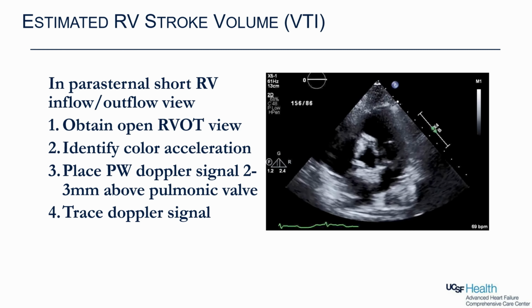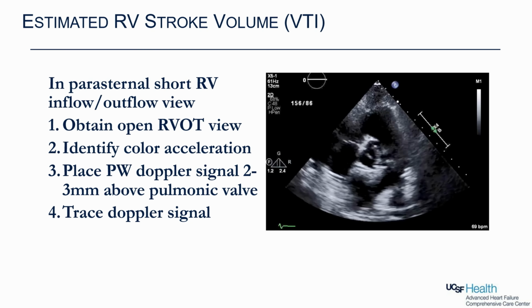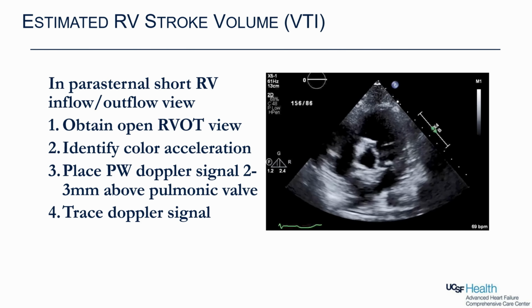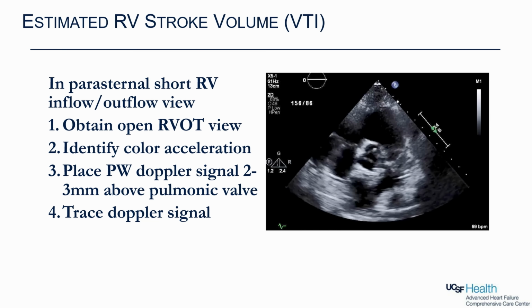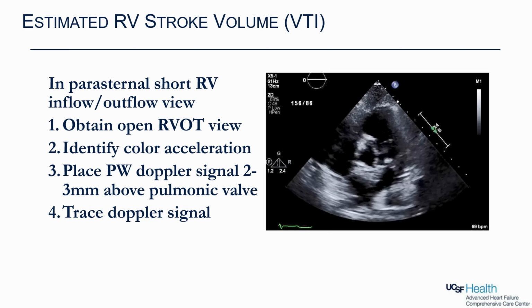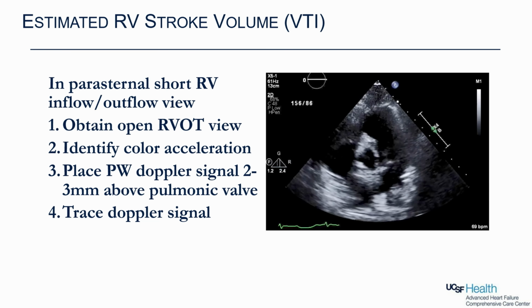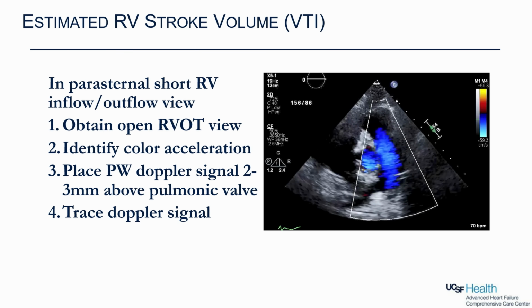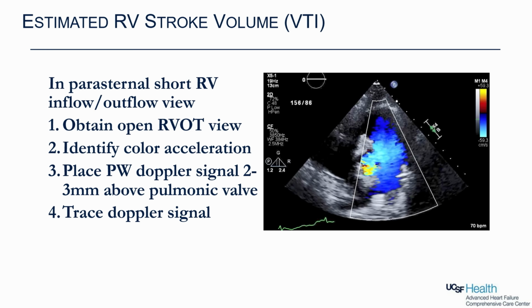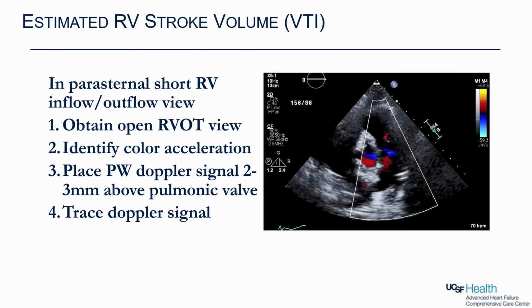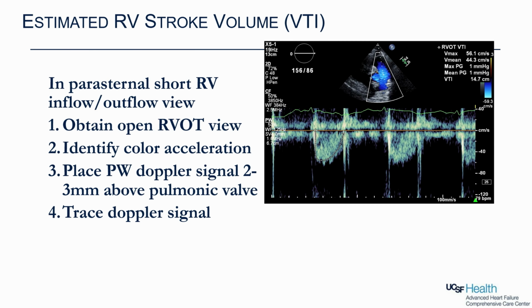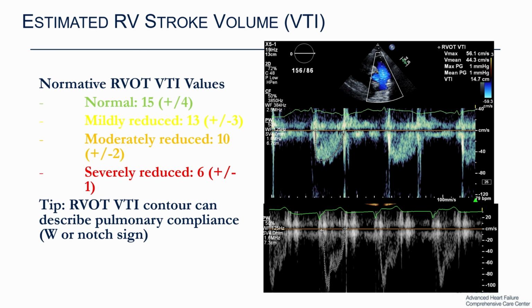When you want to measure RVOT VTI, this is something we teach all our fellows to do. When we're doing our shock assessments, I really push our fellows and residents to get an estimate of stroke volume and all the different comorbid diseases. Obviously, we get very surprised when our stroke volume is a lot lower than we expect when function looks relatively normal. So you get your parasternal long, and you capture your RV inflow-outflow view, and identify your Doppler signal. Drop your pulse wave Doppler right on top of the pulmonic valve, and you get your VTI when you trace your envelope.